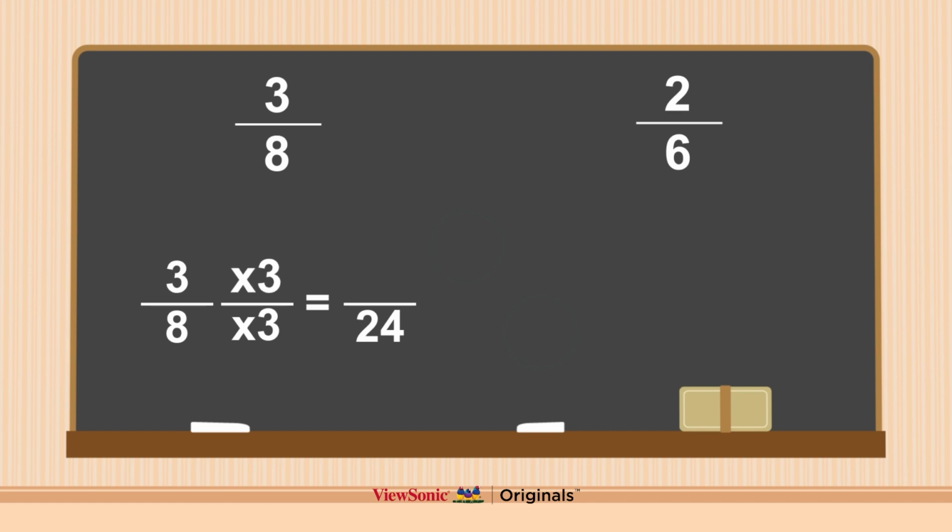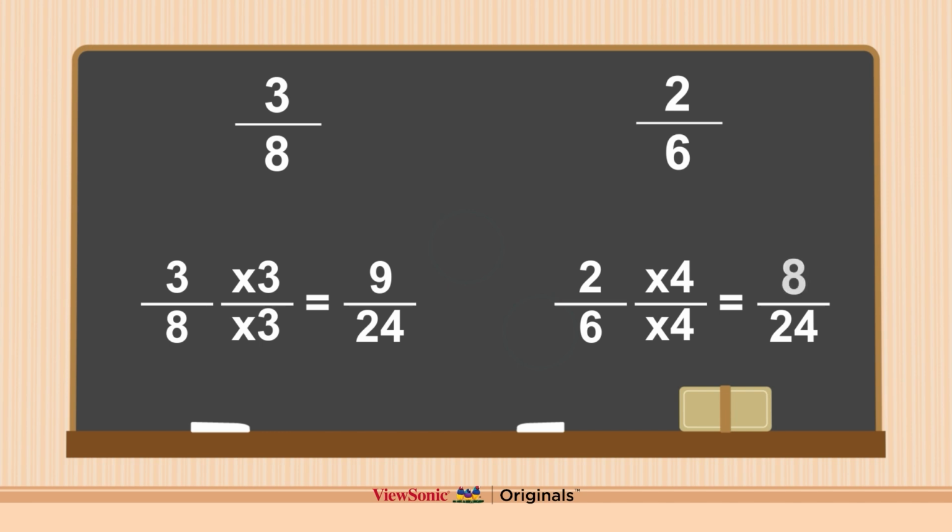3 times 3 equals 9. Similarly, convert 2/6 into a fraction with the denominator of 24. 6 times 4 equals 24, and 2 times 4 equals 8. 9 is greater than 8. So 3/8 is greater than 2/6.